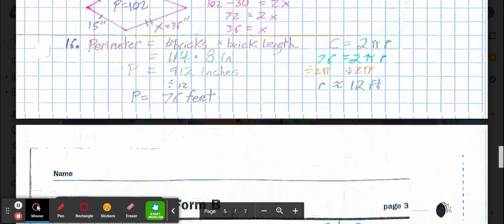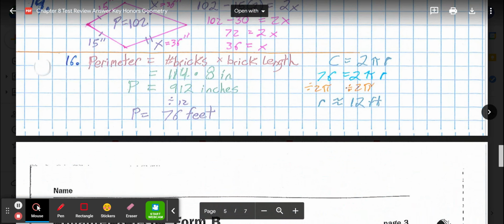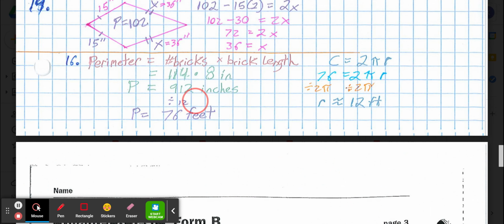Let's go down and look at the work. So obviously, part A was just figuring out number of bricks times brick length gave us that perimeter. Now, the circumference is the same as perimeter. So if circumference is 2 times pi times the radius, and we knew the circumference was 76 feet, we can divide that by 2 pi to get our radius. So 76 divided by 2 pi, rounded to the nearest foot, means we'd have a radius of approximately 12 feet.